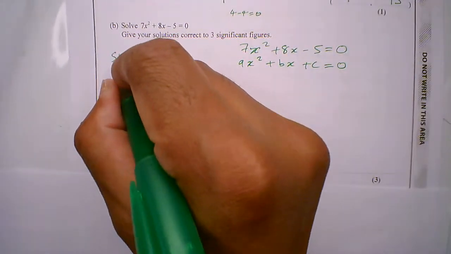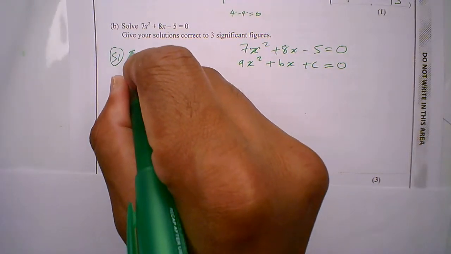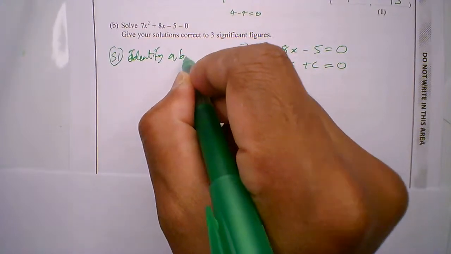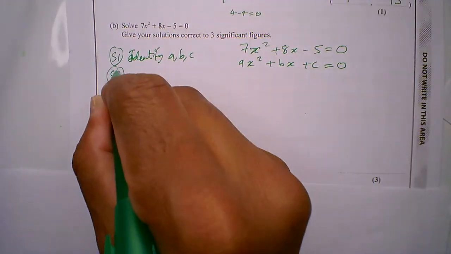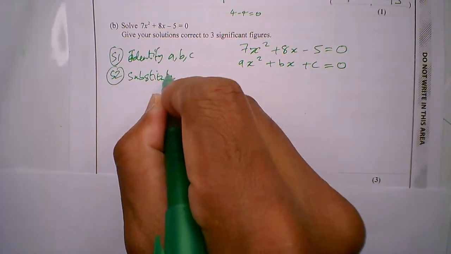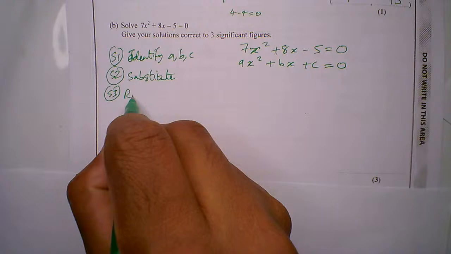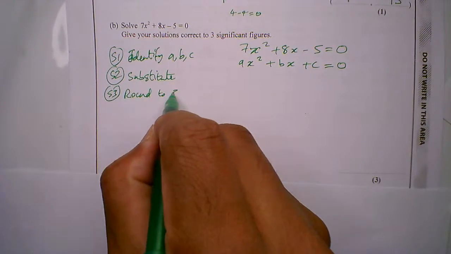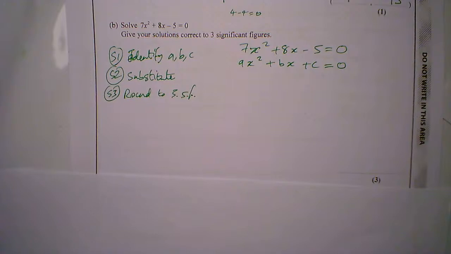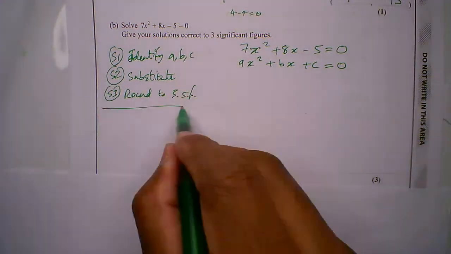So step 1 is I identify A, B, C. Step 2 is I substitute. And then step 3 is I round to 3 significant figures. So if I copy out my formula, what is my A? A is 7.